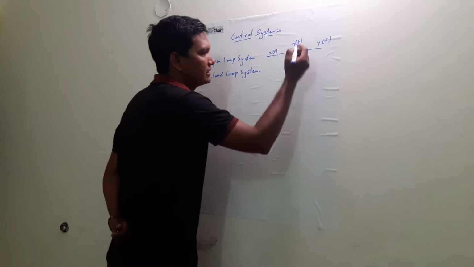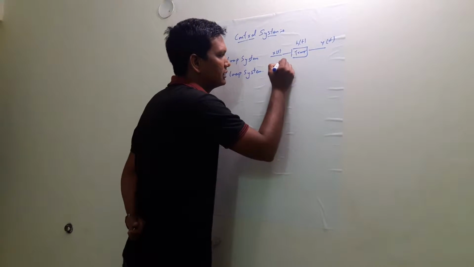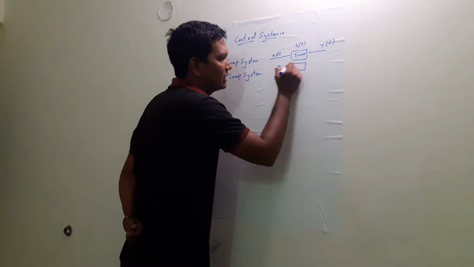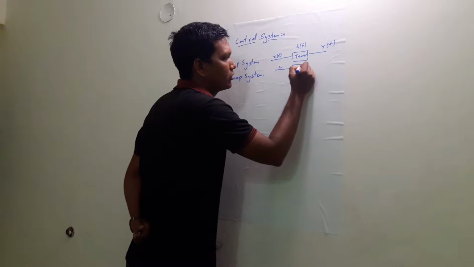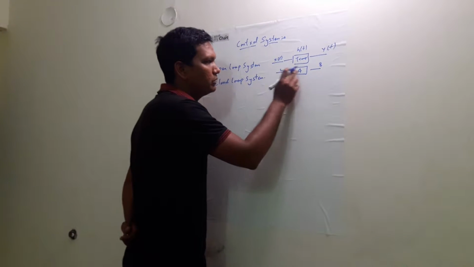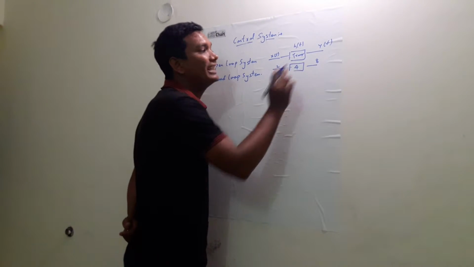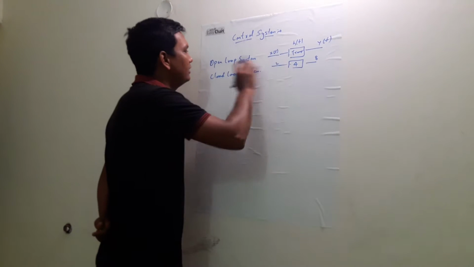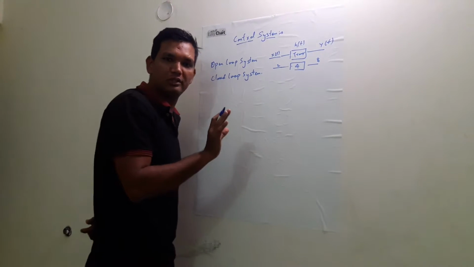Now let's say it's a scaling system. Let's say you are giving 2 and it scales the input by a factor of 4. The result will be 8. So simply the input is getting scaled 4 times and you get 8. This kind of system is called an open loop system.